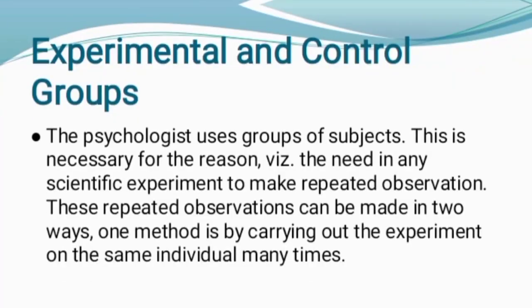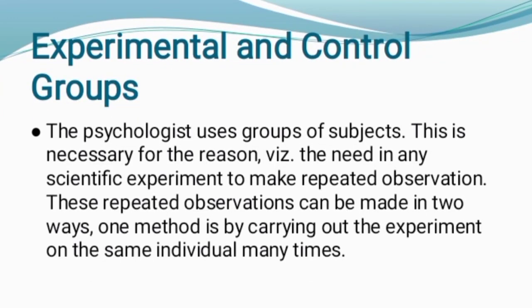Next is experimental and control groups. So the psychologist uses groups of subjects. This is necessary for the reason that there is a need in any scientific experiment to make repeated observation. These repeated observations can be made in two ways. One method is by carrying out the experiment on the same individual many times.